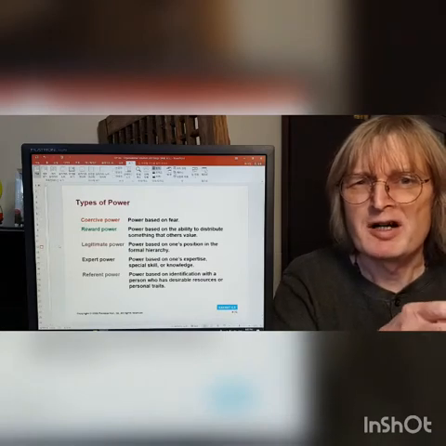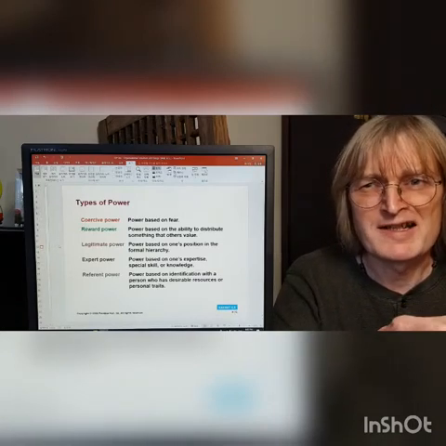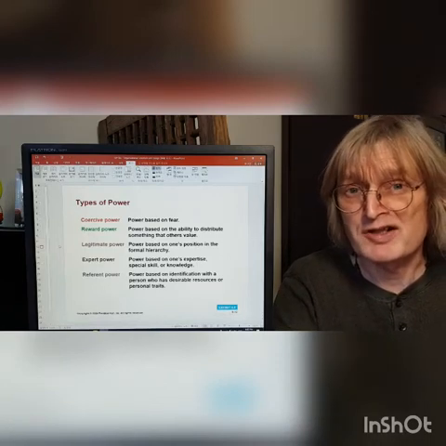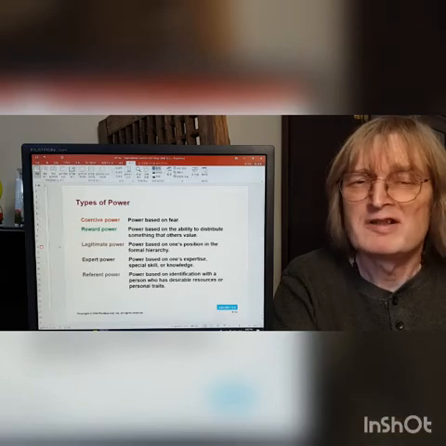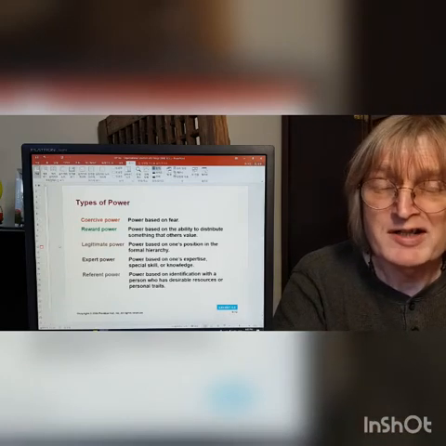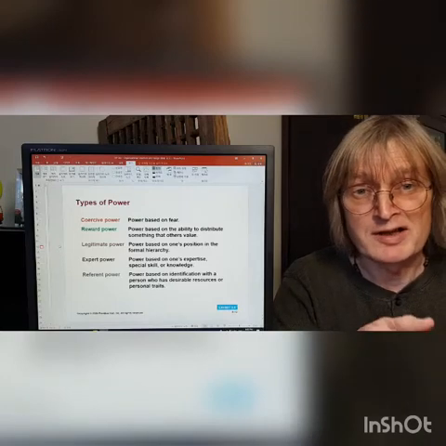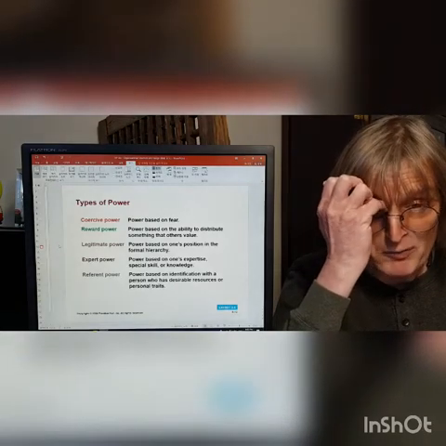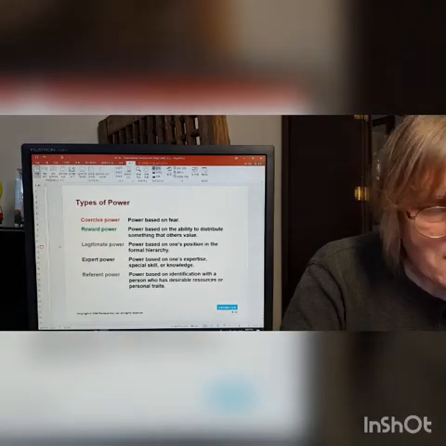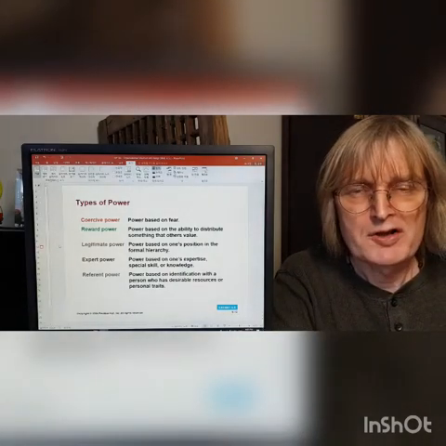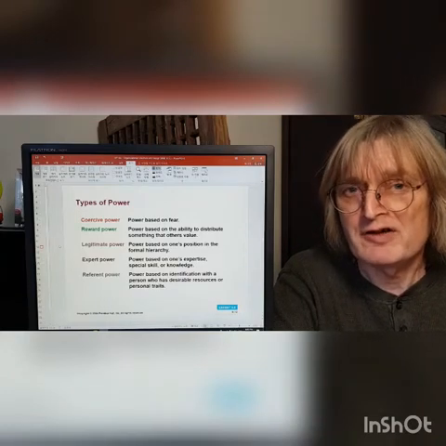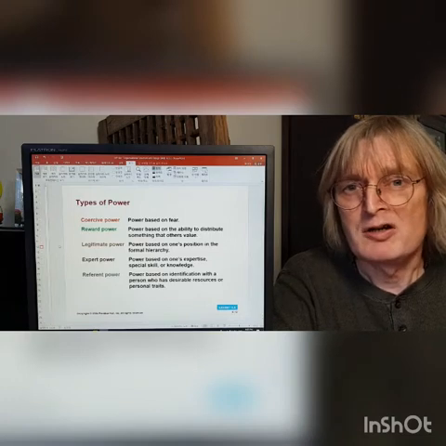Somebody might have a very high position, but if they don't have the ability to actually do very much in terms of spending money, rewarding people, etc., then you could say they're not really very powerful. In other ways, somebody who has the ability to spend money and do things has a lot more power. Expert power.